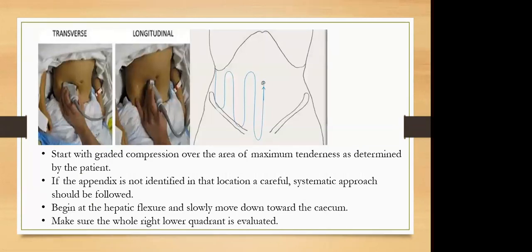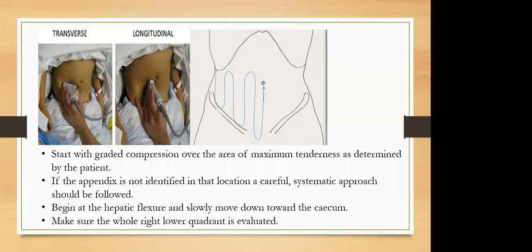So you have the patient, the clinician sends you a patient for ultrasound. They're looking to see whether the patient has appendicitis or not. The first thing, you have the patient in your room, you ask the patient, can you point with one finger where the pain is? And the patient should point with one finger where they feel most pain. So you start with graded compression over the area of maximum tenderness as determined by the patient. The patient tells you, I feel more pain here. So you put your probe directly there and check both in transverse and longitudinal.